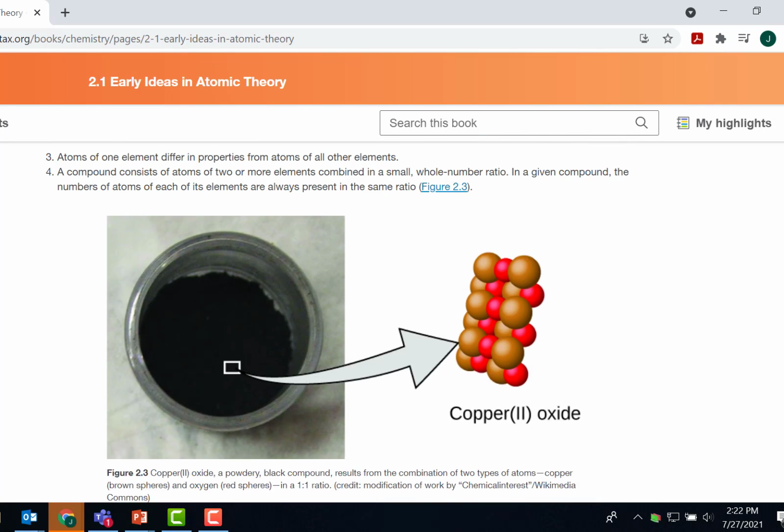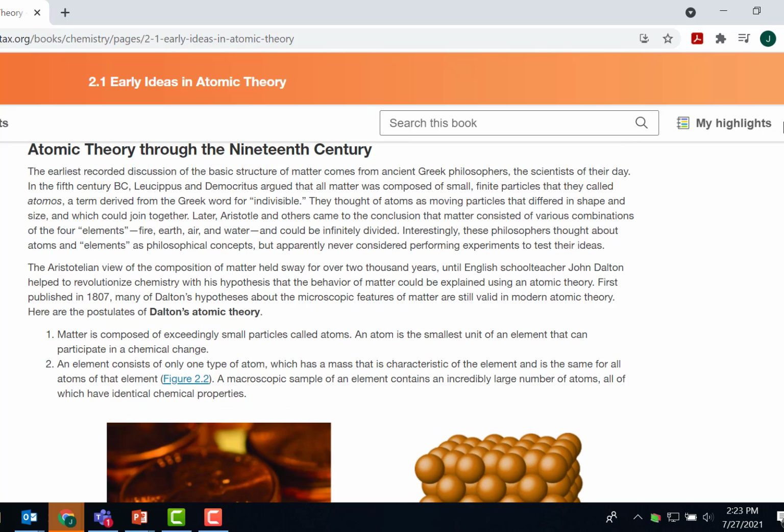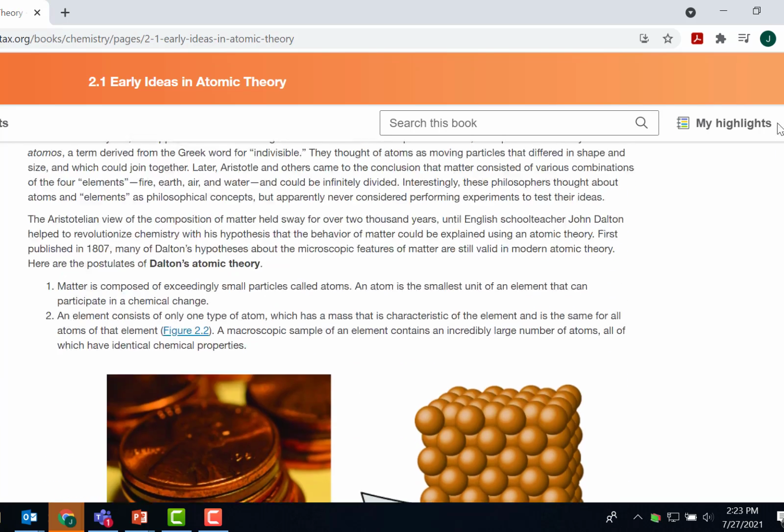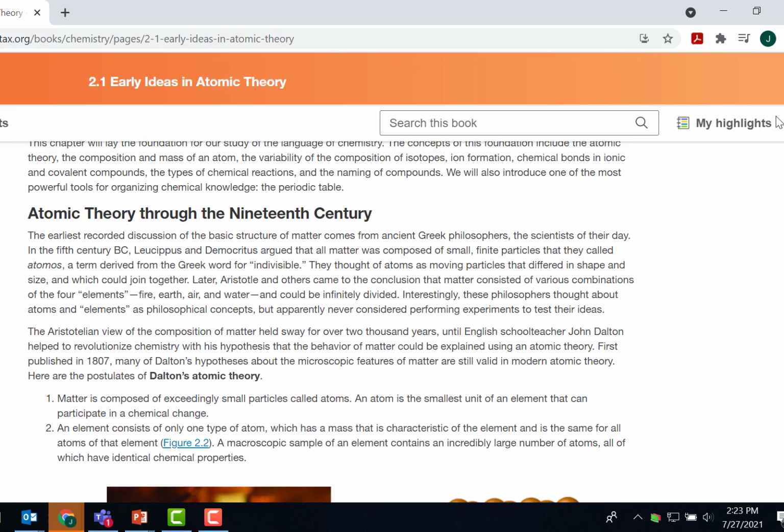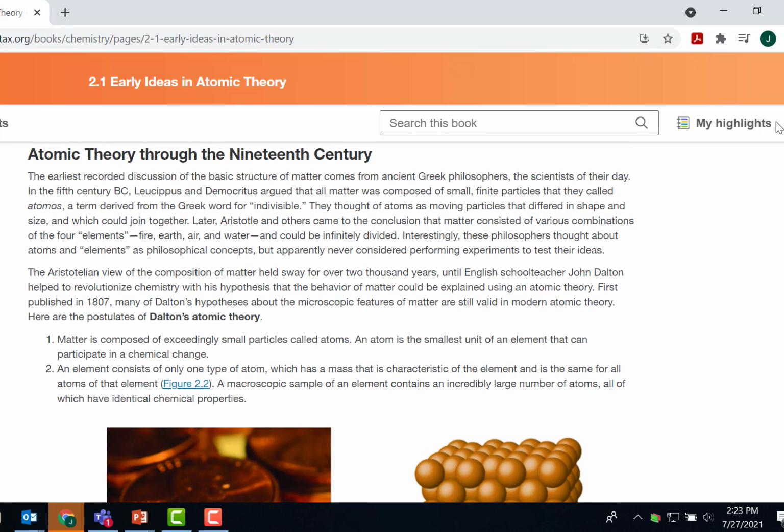And so, based on essentially just that information, there wasn't a whole lot more than that that he had to go on. Dalton proposed this atomic theory. And the word atom, he pulled that from ancient Greek philosophy.